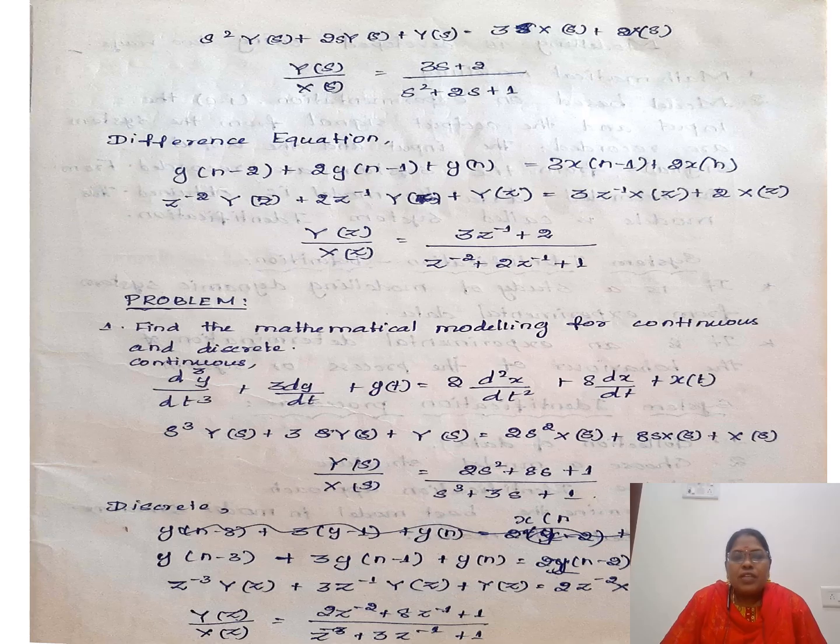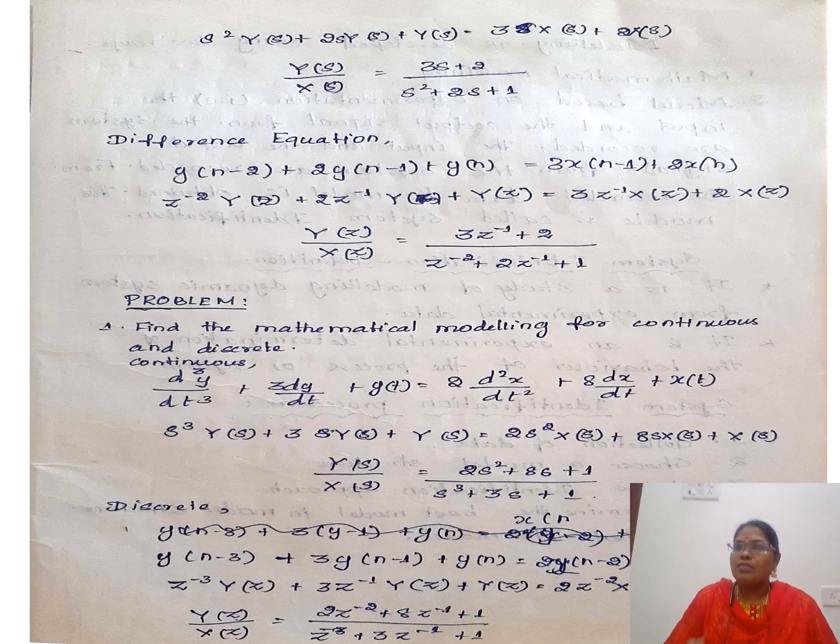So here I have given one equation. This is the differential equation. For the differential equation, apply the Laplace transform. That will give s square Y(s) plus 2s Y(s) plus Y(s) equal to 3 times the input terms. Combine all X(s) and combine all Y(s). We will get a transfer function, which is nothing but the output by the input, Y(s) by X(s). So this is one model that we obtained from the differential equation.